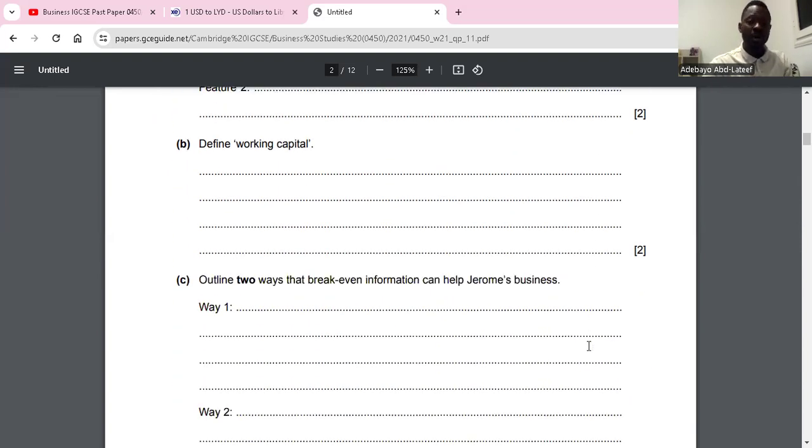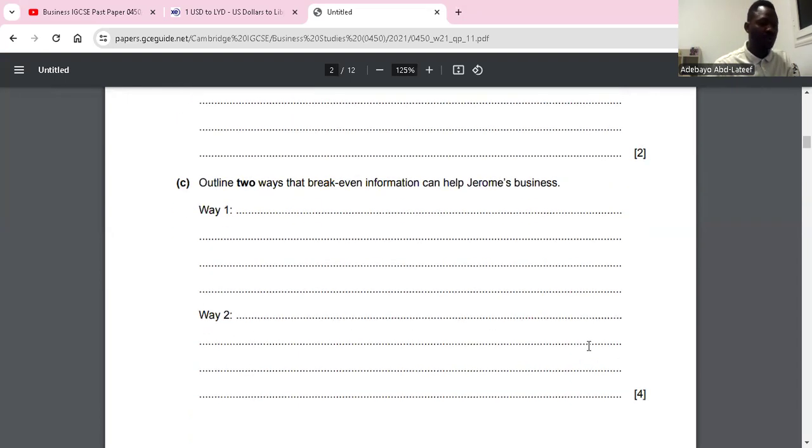B, they said define working capital. First, working capital is current assets minus current liabilities. That is working capital. Or you say it is the amount of money available to a business to operate its day-to-day activities.